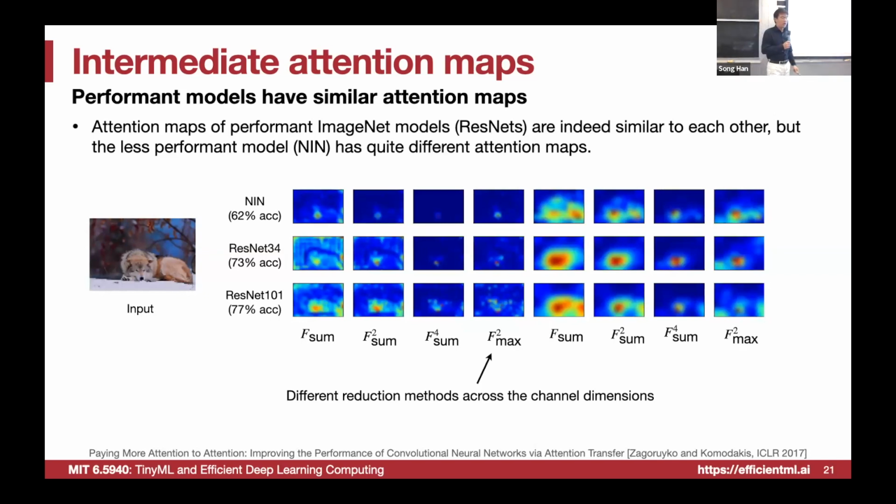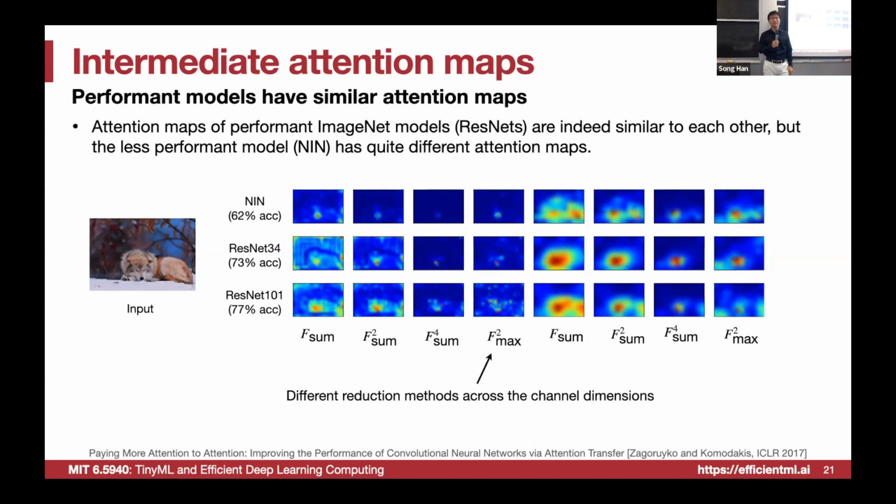And certainly, we can compare different model architectures. NIN, network in network, which has only 62% accuracy, versus ResNet-34 and ResNet-101, they have much higher accuracy, 10% higher, 73, 77. Although they have different accuracy, their attention maps are similar compared with this poor network. The attention map is quite different, right? But these high-performing models, their attention maps are very similar.